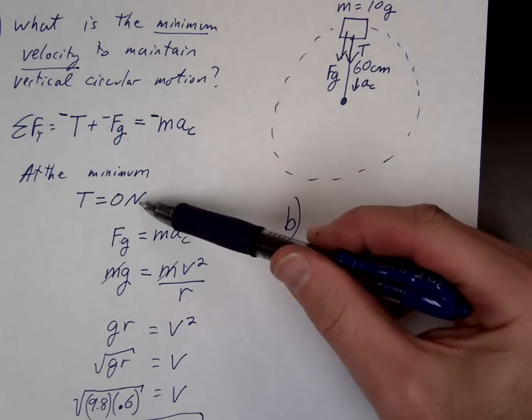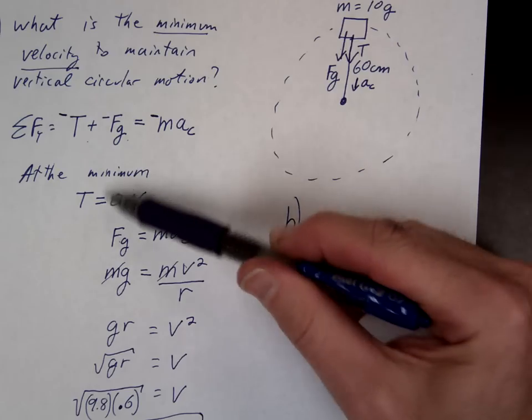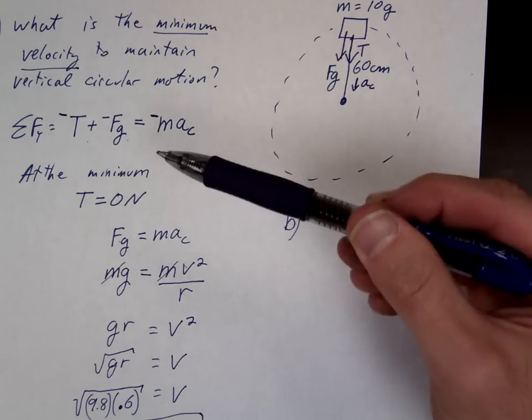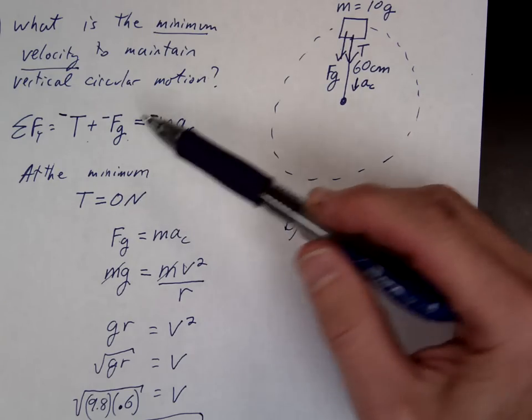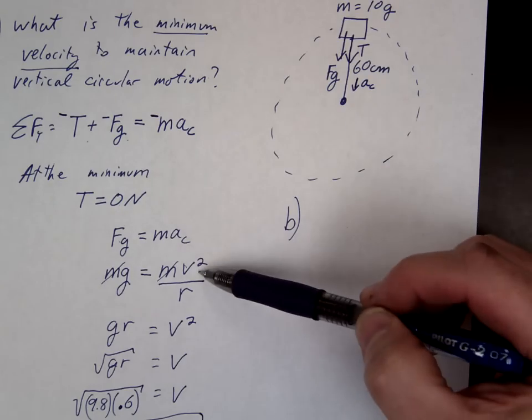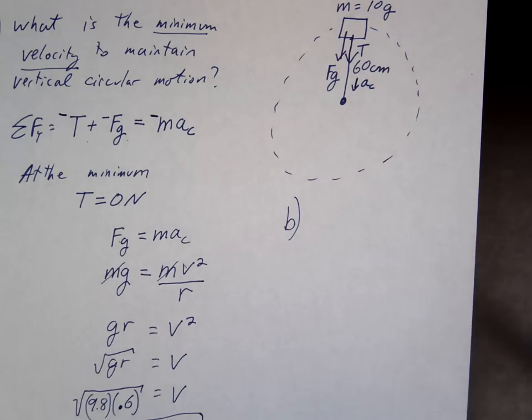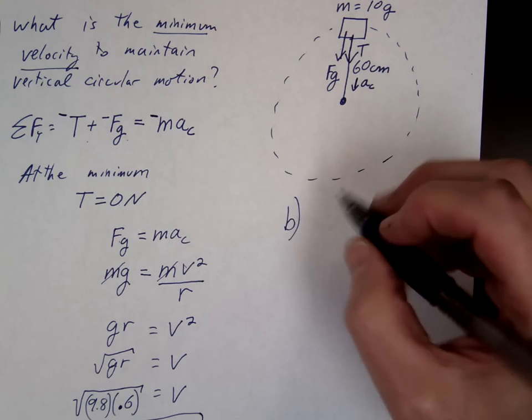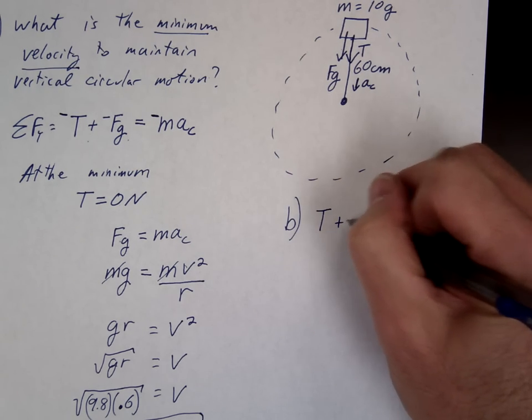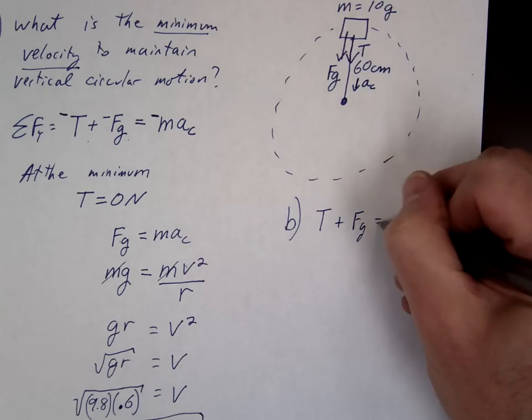Yeah, last time we said the tension was 0. This time we said it's not 0. We want to know what it is. So last time we knew the tension, we found the velocity. This time we know the velocity, and we're going to find the tension. So everything else will be the same. So I'm just going to rewrite this equation. So T plus Fg equals MAC.